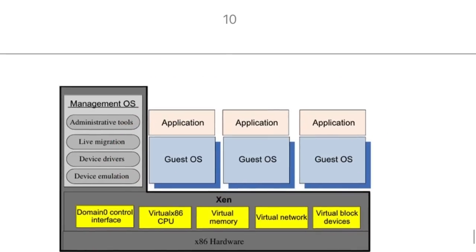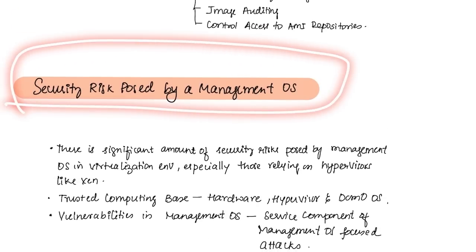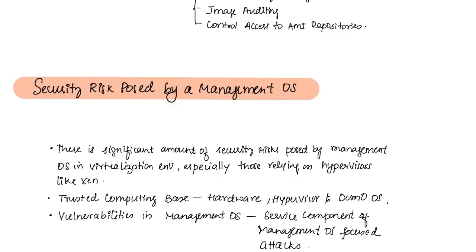So this was about the management OS security risks. We have tried covering all the important topics of the fourth module. I would say that the fourth module has pretty limited topics, nearly 6 to 7 topics, and it is a scoring module. I would say don't leave this module and stay tuned. The fifth module will be updated pretty soon.